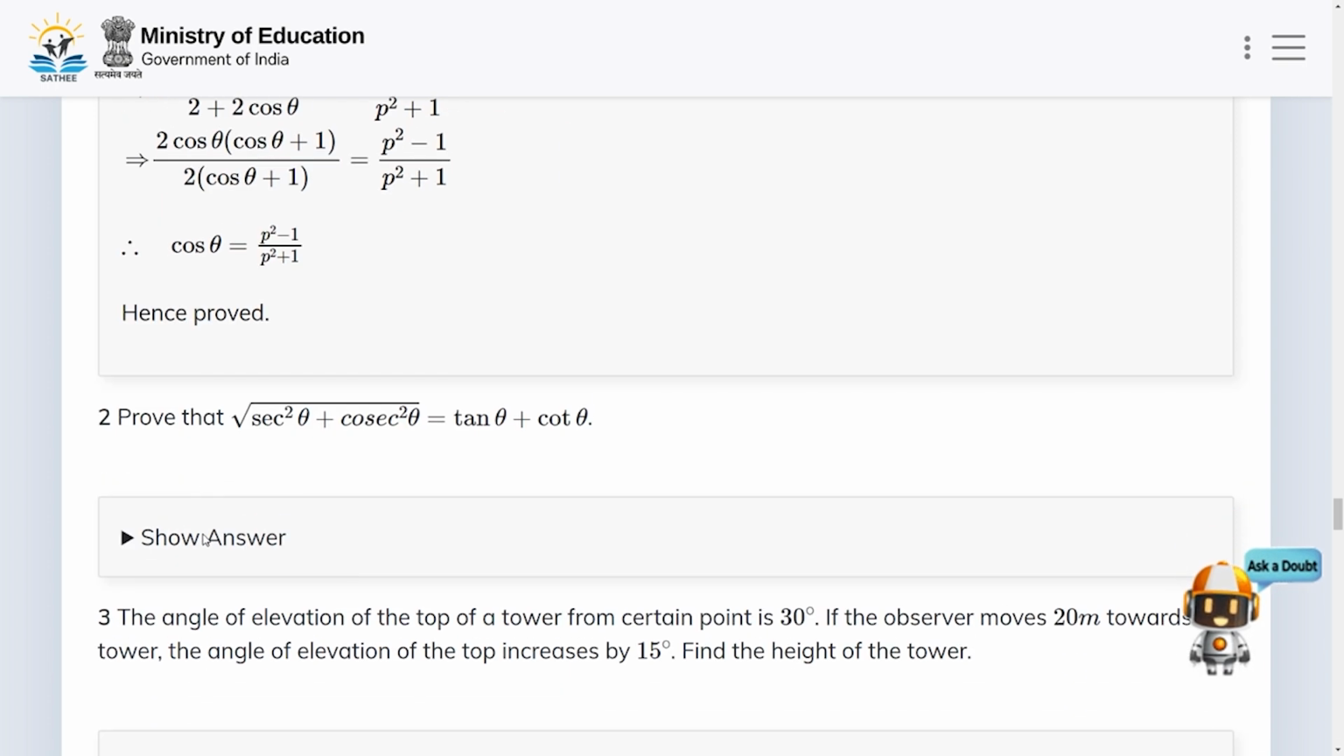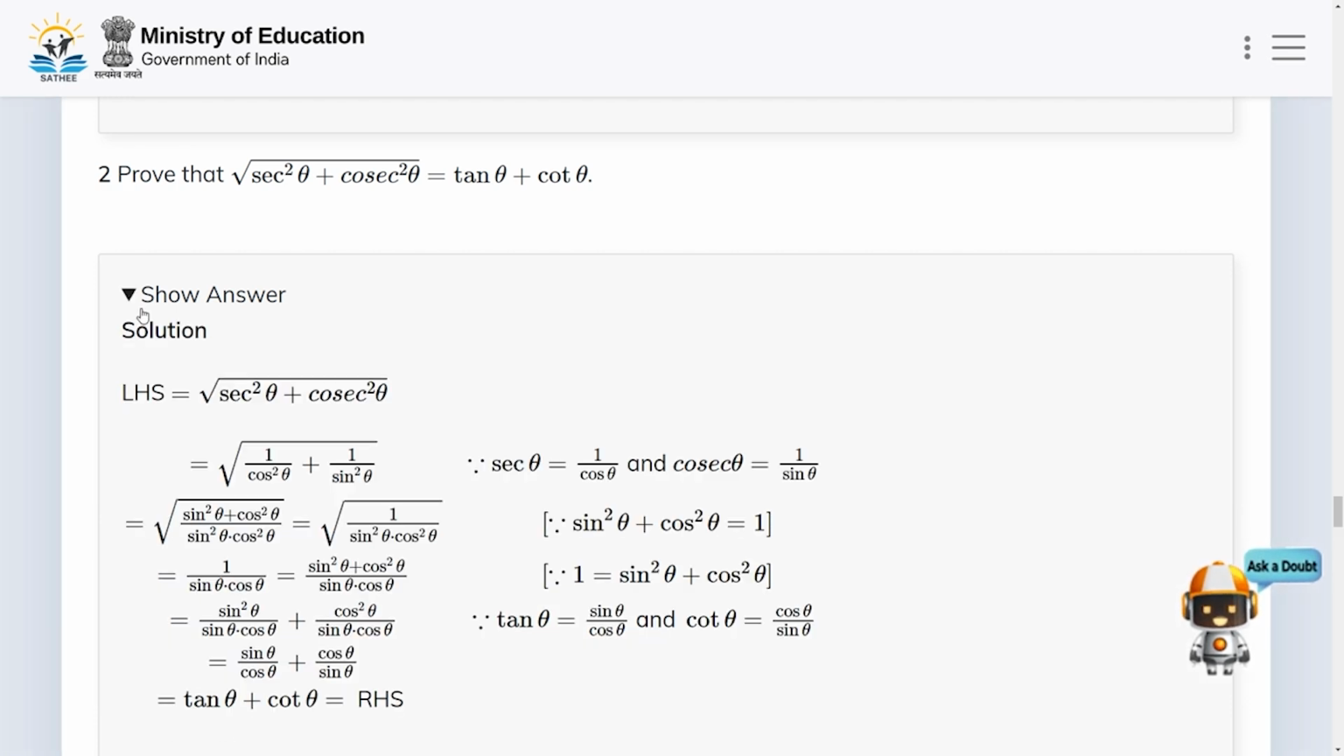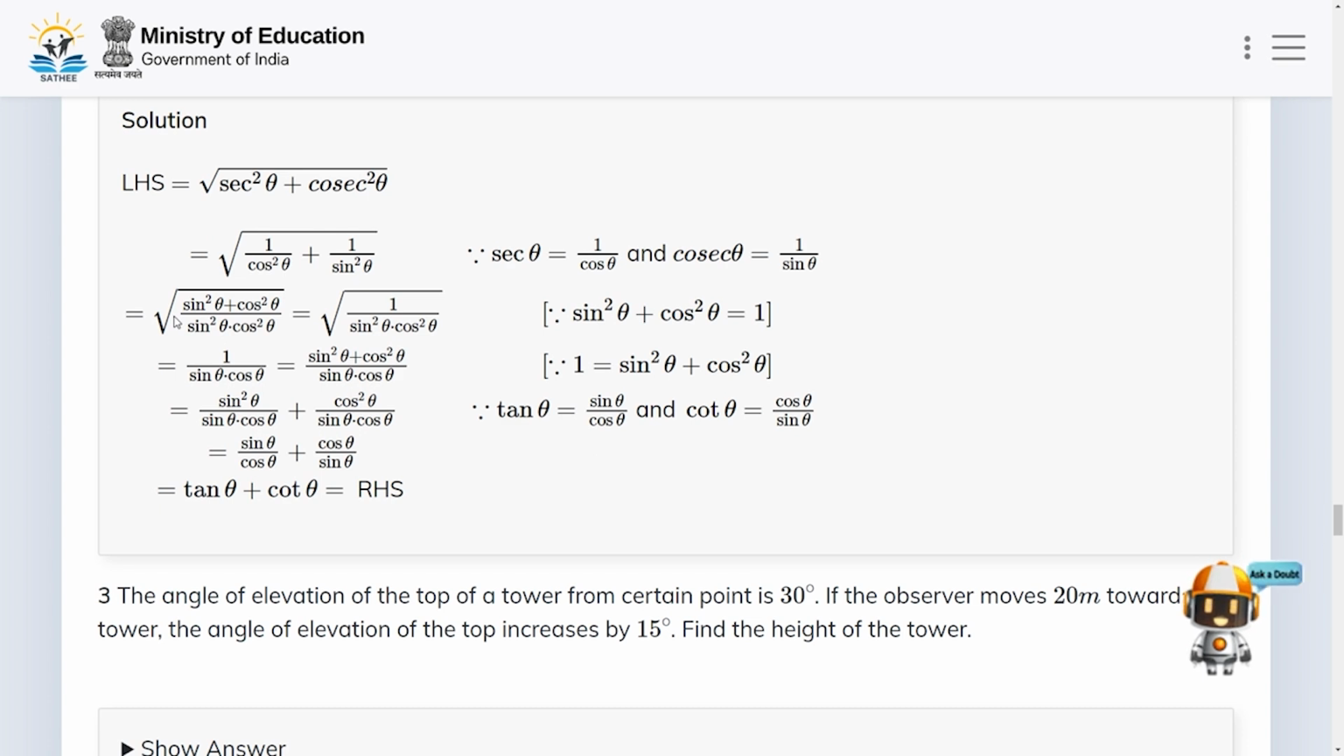In the next problem, we have to prove that the square root of (sec square theta plus cosec square theta) is equal to tan theta plus cot theta. So let us prove this problem. Left hand side is equal to the square root of (sec square theta plus cosec square theta). We know sec theta is equal to 1 by cos theta, and cosec theta is equal to 1 by sine theta.